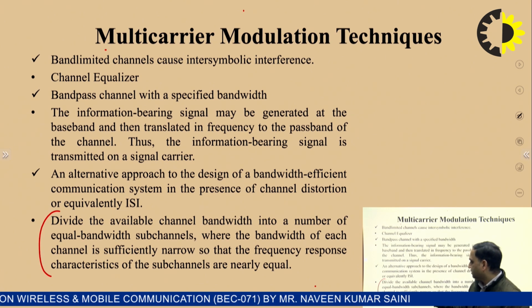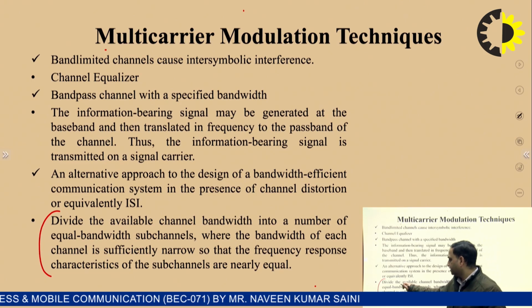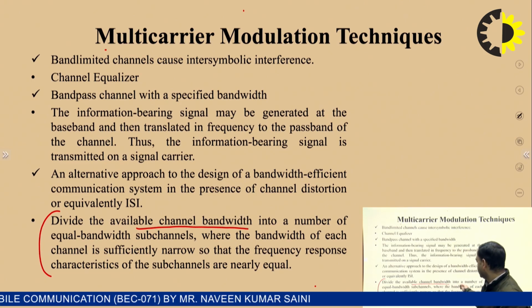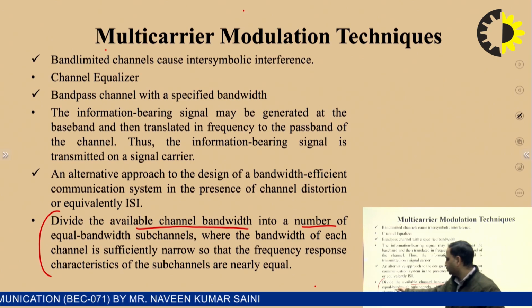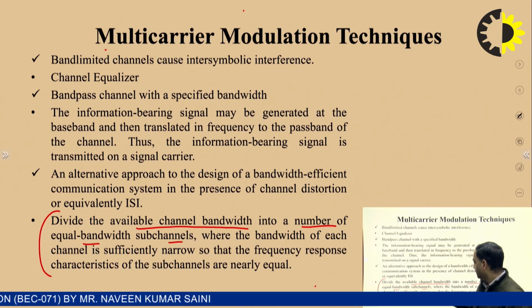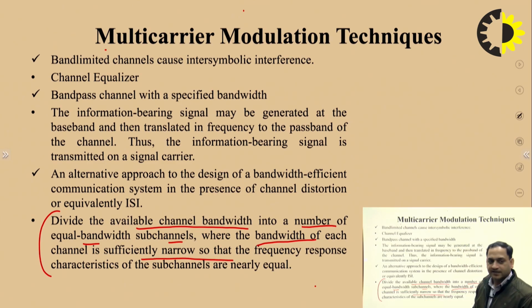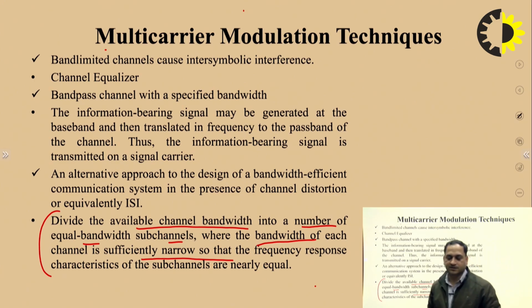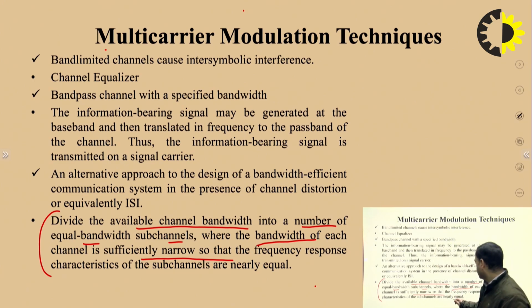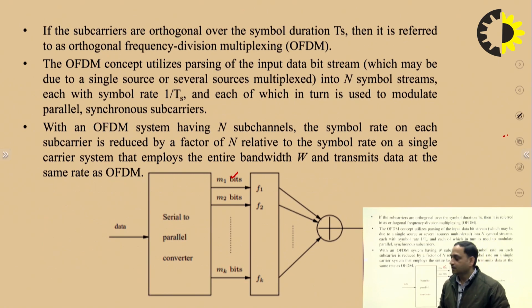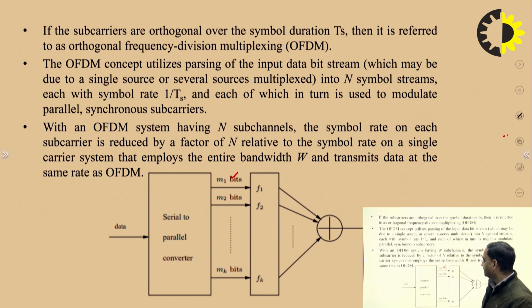Okay. So what is the mechanism of multi-carrier modulation? In this case, it divides the available channel bandwidth into a number of equal-bandwidth subchannels, where the bandwidth of each subchannel is sufficiently narrow so that the frequency response characteristics of the subchannels are nearly equal. So that is the basic information about multi-carrier modulation techniques. Briefly, we can clarify this with a diagram.